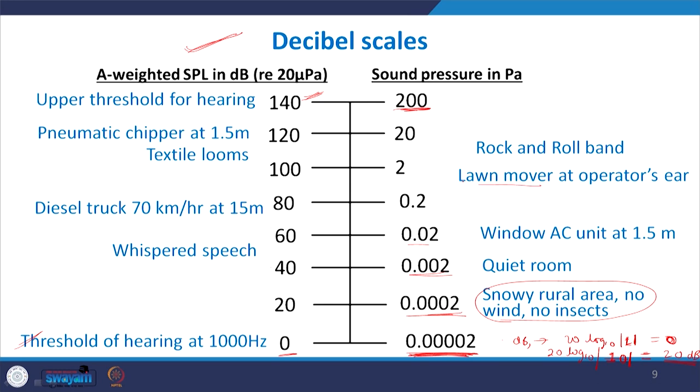Then lawn mowers are very noisy, and the operator is standing next to the lawn mower, so here the levels will be more than 90 dB. Then we have this chart, which shows you where the various common noise sources lie in terms of dB. Textile looms are more than 100, a pneumatic chipper is 120. A jet aeroplane, when it takes off, will sound 130 dB to people on the ground, and so on, and beyond 140, hearing can be damaged.